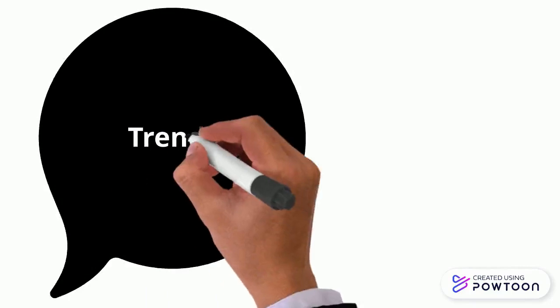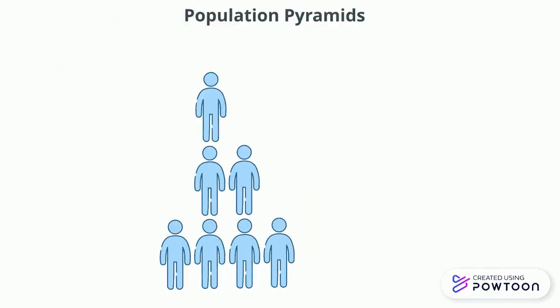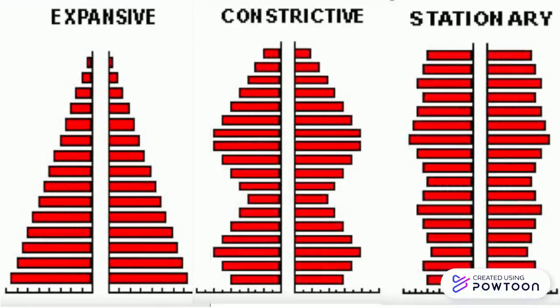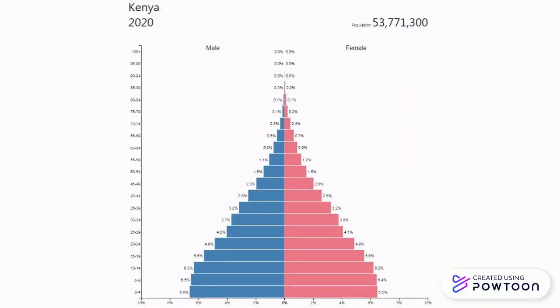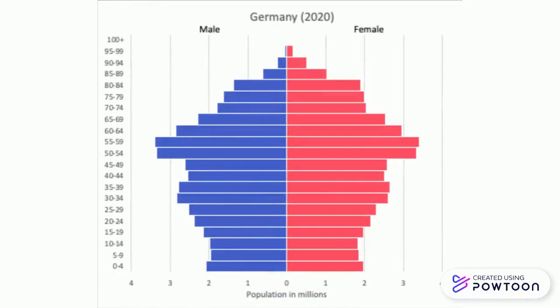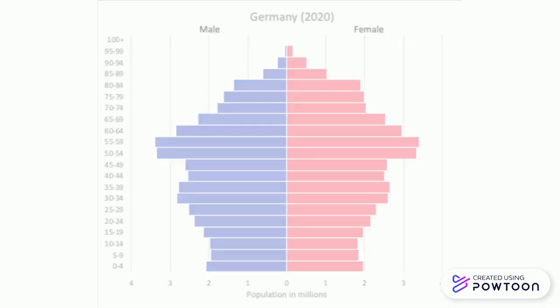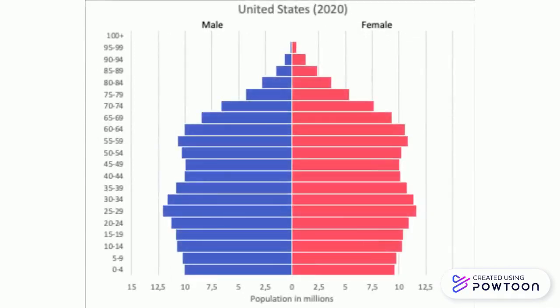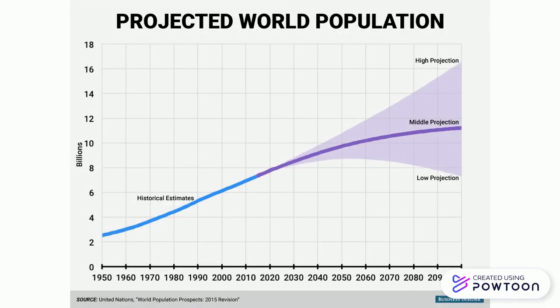Some trends in population can be shown using population pyramids. The three main types of population pyramids are expansive, constrictive, and stationary. Expansive pyramids such as Kenya have more in the younger population and usually represent developing countries. Constrictive pyramids such as Germany have less in the younger population and more in the elderly, and they usually represent more developed countries. Stationary pyramids such as the United States have an overall rectangular shape and usually represent very developed country. There are some factors which could cause the predictions made using the graphs to be inaccurate.